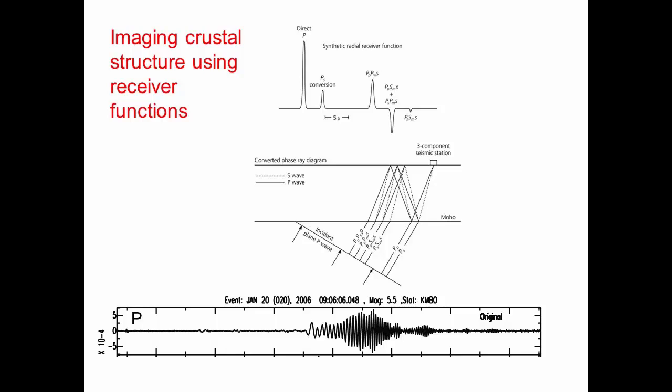And in cartoon form, it looks like this, where we have an arrival, which is the direct P wave. Then we have P to S conversions from any discontinuities underneath the receiver. And then we have reverberations from those conversions bouncing between that discontinuity and the surface. So those are the waves that are bouncing up and down in the crust.